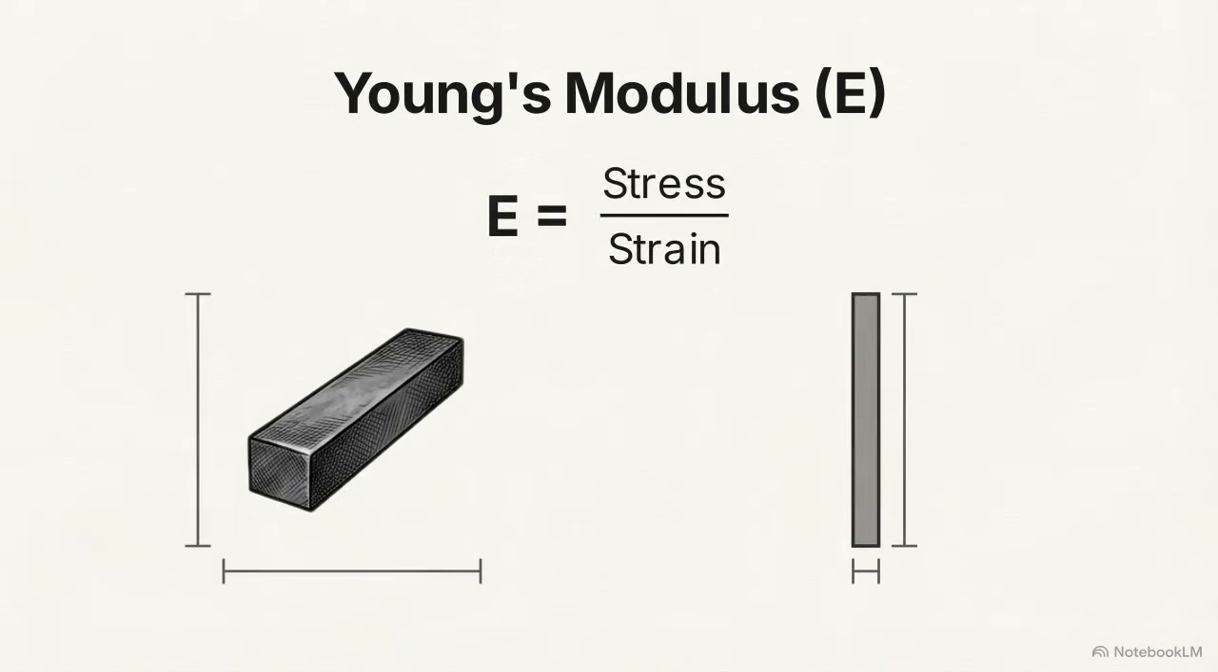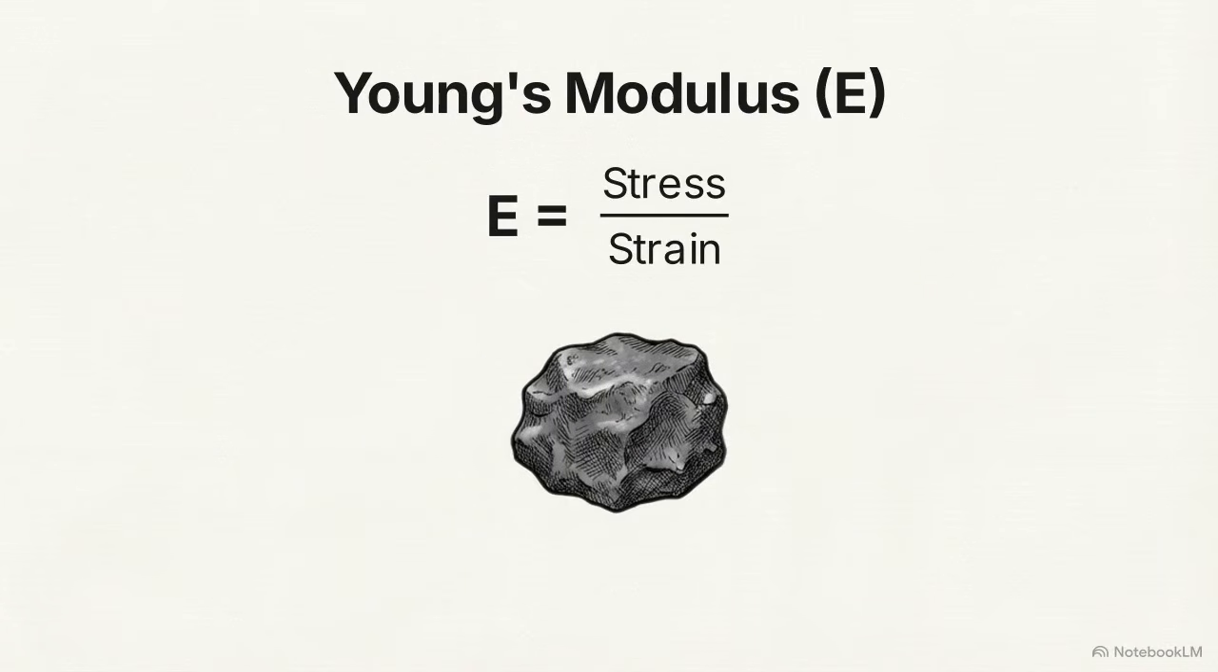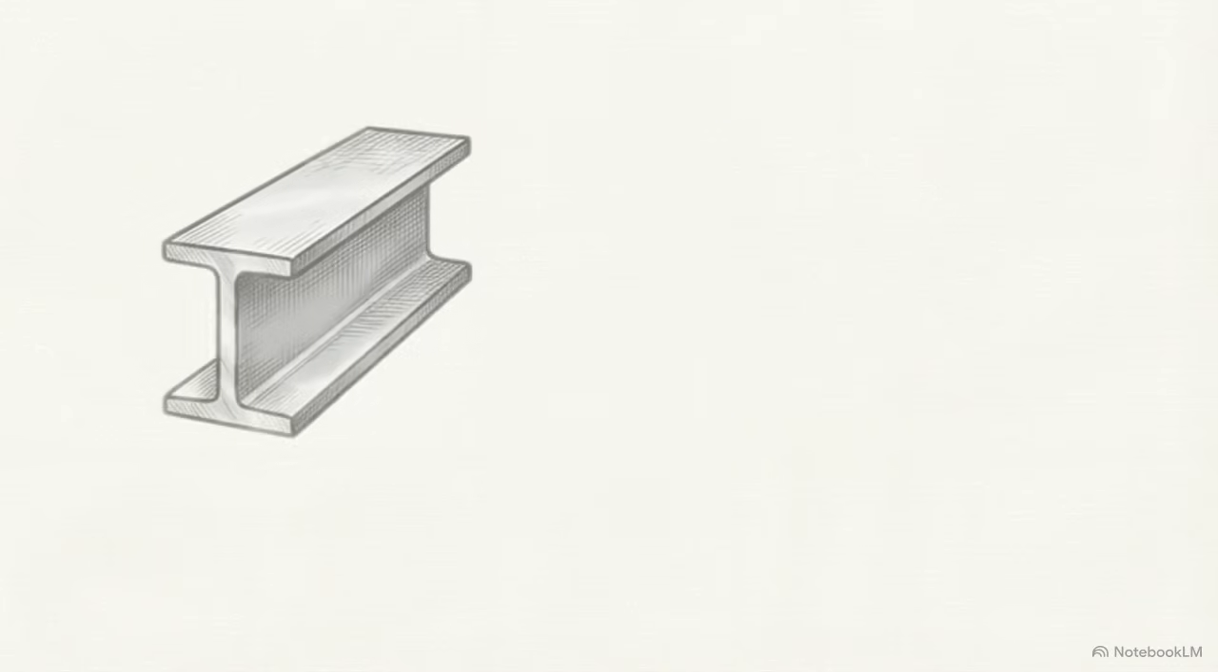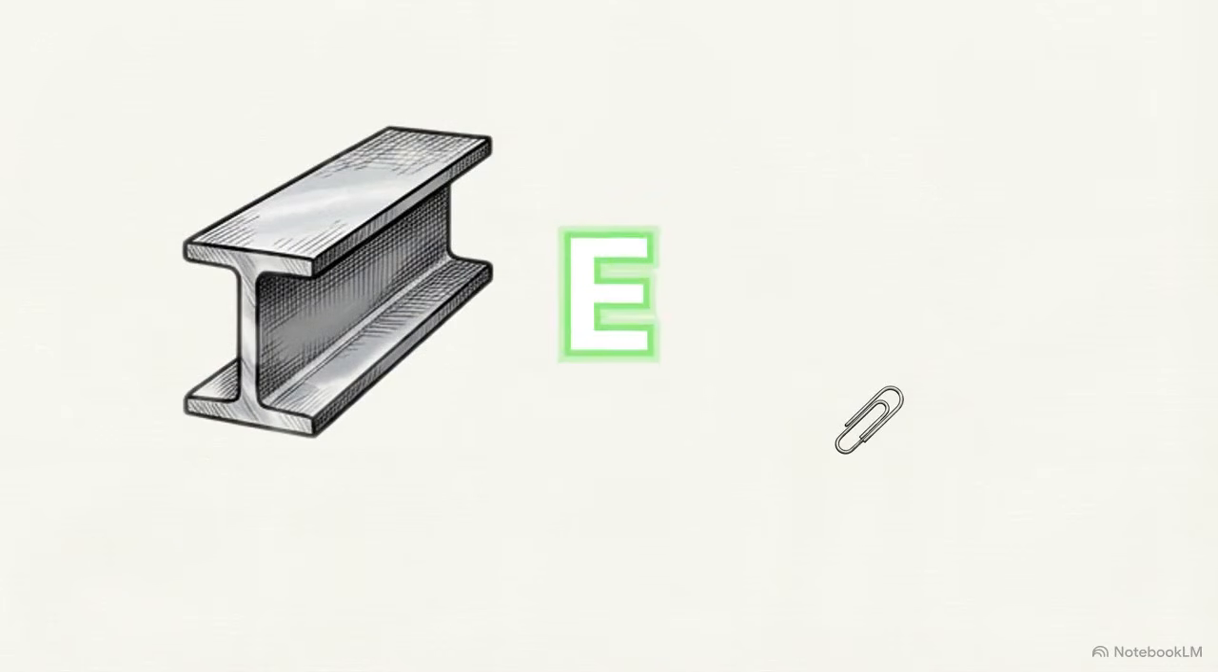This changed the world: Young's modulus, a value calculated by dividing stress by strain. Because the equation uses ratios, specific dimensions cancel out, leaving a single constant value for the material itself. A massive steel I-beam and a tiny paperclip share this exact value.